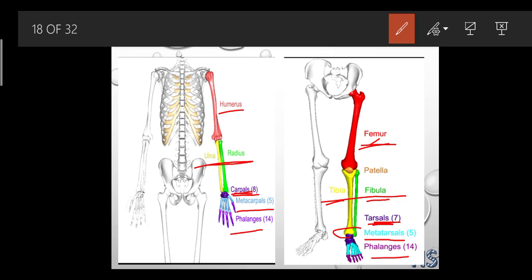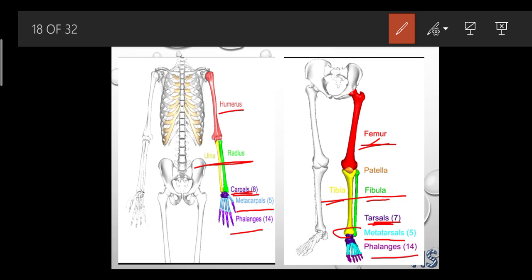The phalanges name does not change. The names are easy. You just have to see the corresponding parts of each other. If you notice one hand, you have to notice your legs also, so the names become easy. Carpals in the case of hands, tarsals in the case of legs.